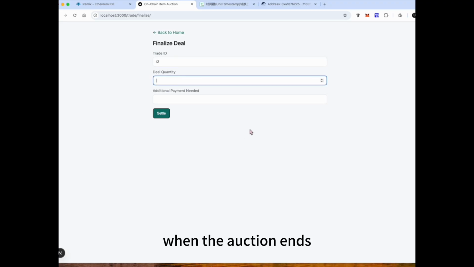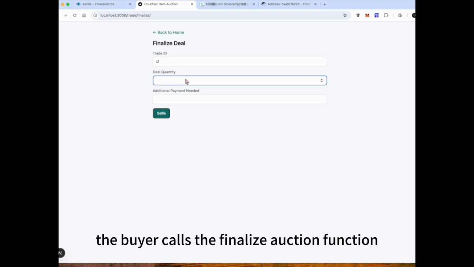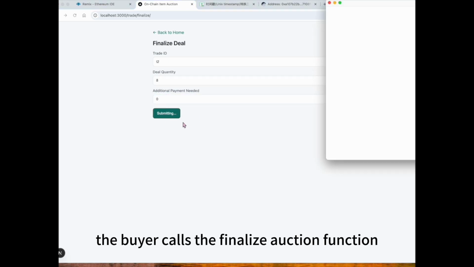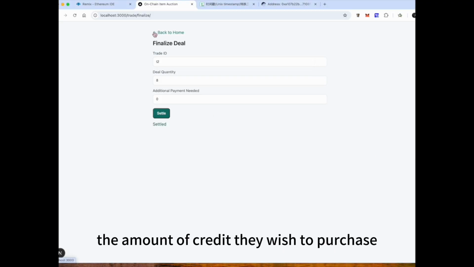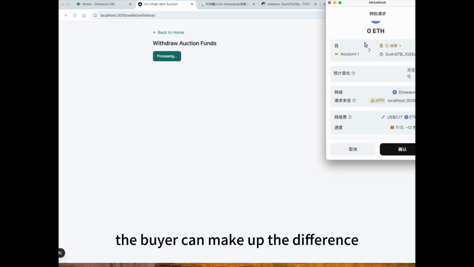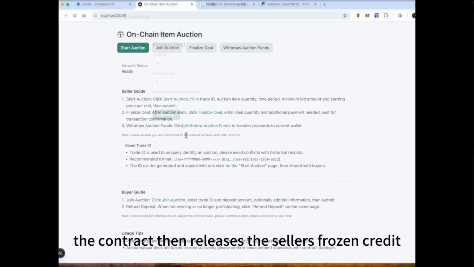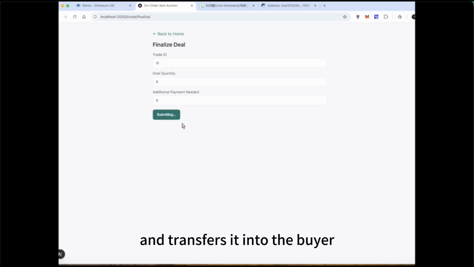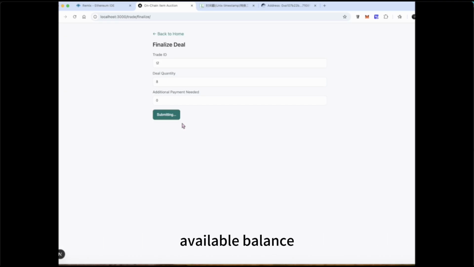When the auction ends, or when the buyer decides to finalize the transaction, the buyer calls the finalize auction function to inform the contract of the amount of credit they wish to purchase. If the bid price is lower than expected, the buyer can make up the difference. The contract then releases the seller's frozen credit and transfers it to the buyer. At the same time, the seller's deposit and any additional payment are credited to the seller's available balance.